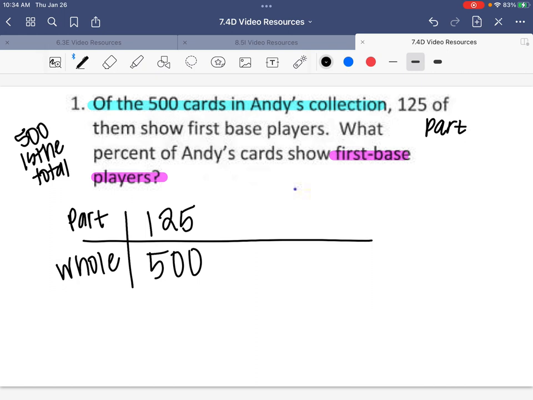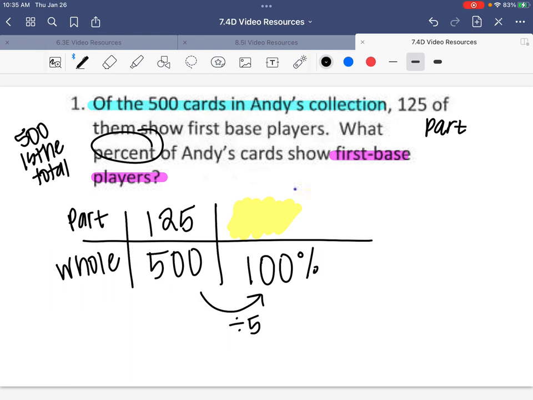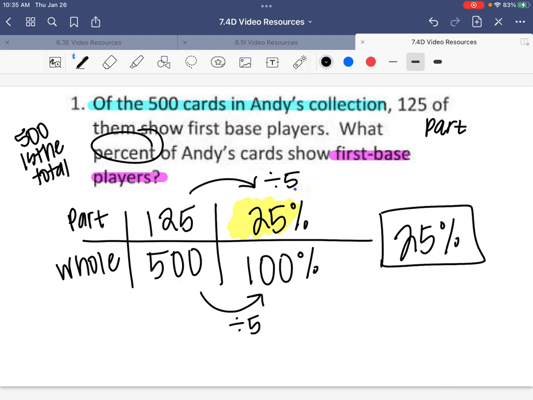But I want to know the percent. So I want to know what that is, what percent this is, out of 100%. Well, I see that I can scale down by 5. 500 divided by 5 gives me 100. So I would scale 125 down into 5 groups to get 25%. So 25% of Andy's cards show first base players.